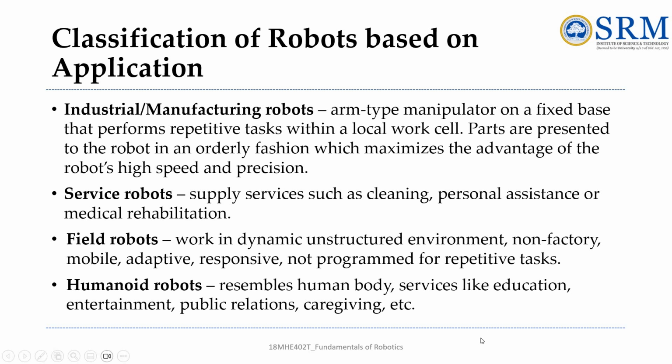And next is the humanoid robots. So these robots look a bit like people and are here to help with things like teaching, entertaining, or taking care of us. They are designed to interact with us, kind of like a friendly companion.